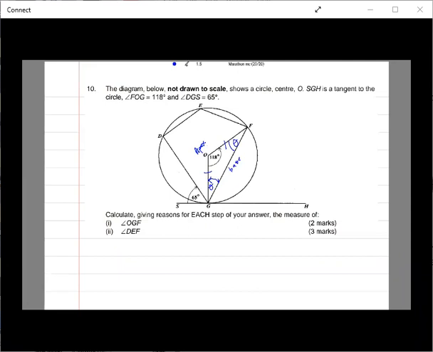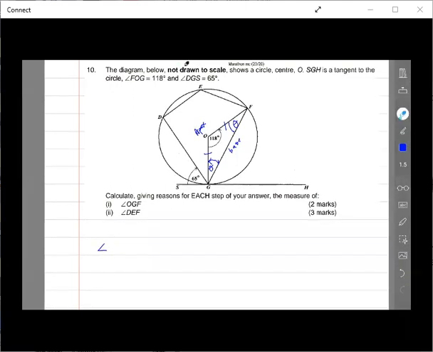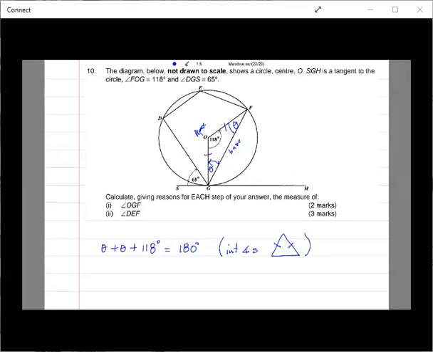So I would say that theta plus theta plus 118 degrees is equal to 180 degrees. And these are the interior angles of an isosceles triangle. So that is my reasoning for saying that these three angles are the interior angles of an isosceles triangle.